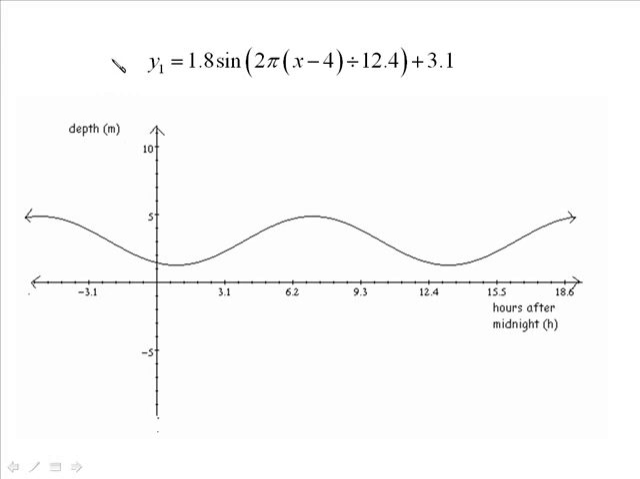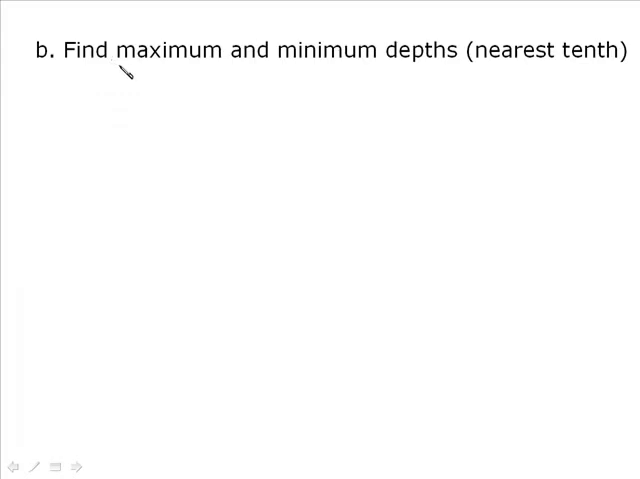We're not finished though. The next question is to find the maximum and minimum depths to the nearest tenth. Now, this really is the range, even though it didn't specify that, because in order to get the maximum, you're really just dealing with d plus a. Now you can use your calculator to find these ones. You have a max and min key, so you're welcome to do that, but it shouldn't be that big of a job. And then the minimum is d minus a.